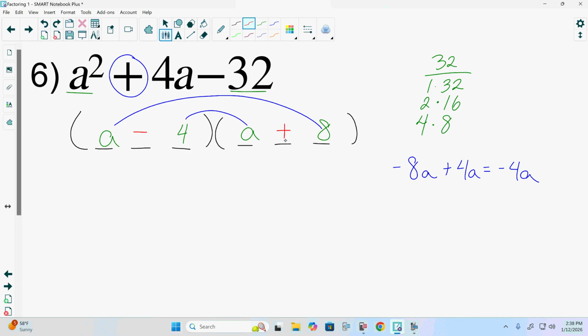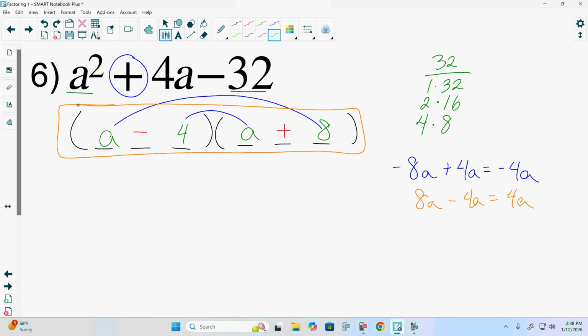And if we check it one more time, a times positive 8 is positive 8a. Negative 4 times a is negative 4a. 8a minus 4a is positive 4a like we wanted, telling us that the factors are a minus 4 and a plus 8, giving us a minus 4 times a plus 8. Questions on this here?